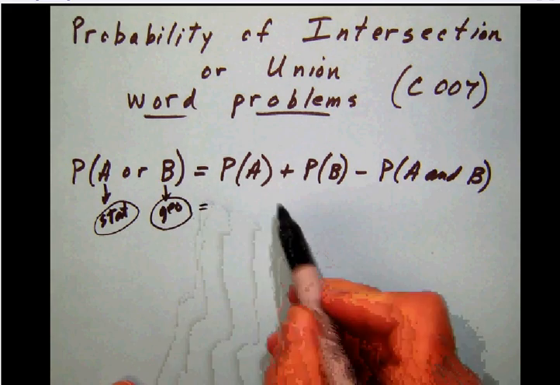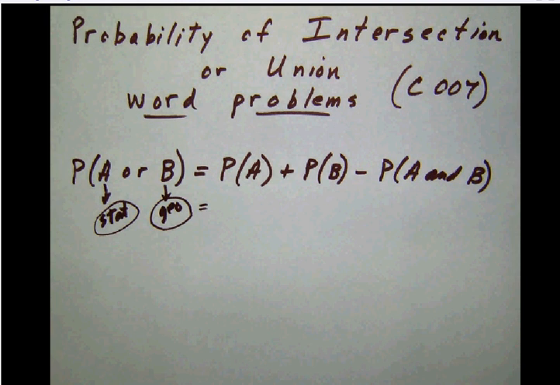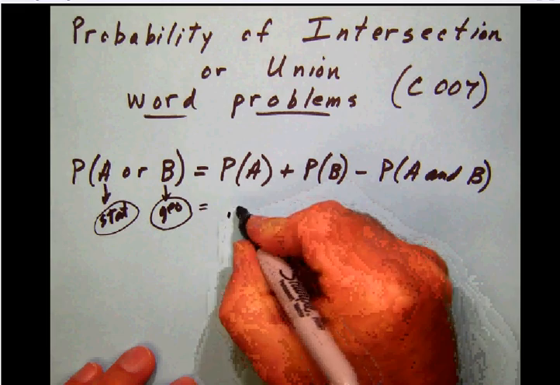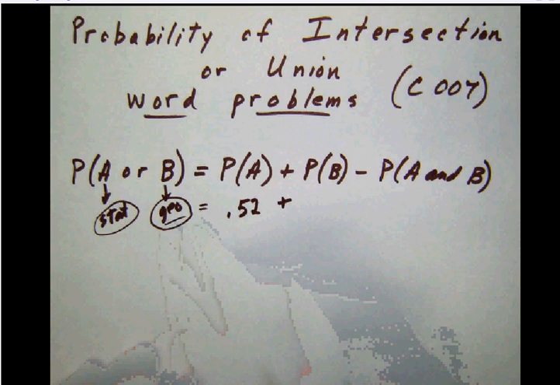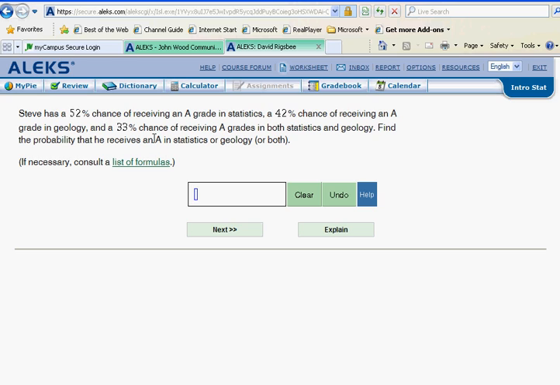And so what we're going to do then is go right across our formula. Once again, A represents the chance of getting an A in statistics, and they've told us here that Steve's chance of doing that is 52%. We will convert that into a decimal. And so what we will do here then is go 0.52. We're going to add that to B. Now remember B, that's his chance of getting an A in geology. So we go back here and see that the chance of that happening is 42%. A in geology, so 0.42 is going to go there.